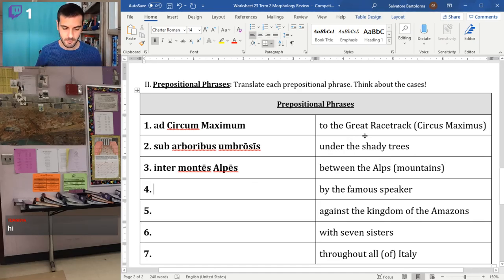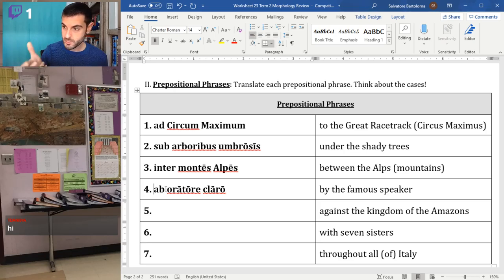By the famous speaker, so we need ablative of agent here, a for by or ab, depending on what comes next. A speaker is an orator. So the ablative would be oratore. And then famous, the adjective for famous is clarus, second declension, claro. So ab oratore claro, if we put oratore first, we're going to go with ab. If we switch the order and put claro first, it would be a. And it's just like a versus an. If the next word starts with a vowel, you put that consonant in there to smooth it out. So instead of saying a oratore, you can say ab oratore, and it flows a little bit nicer. Ab oratore claro or a claro oratore. You can't avoid that.